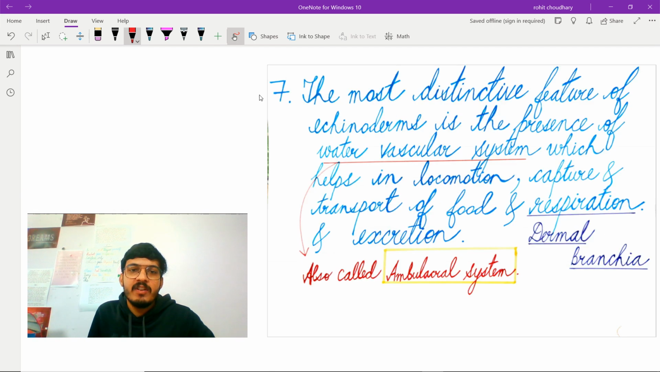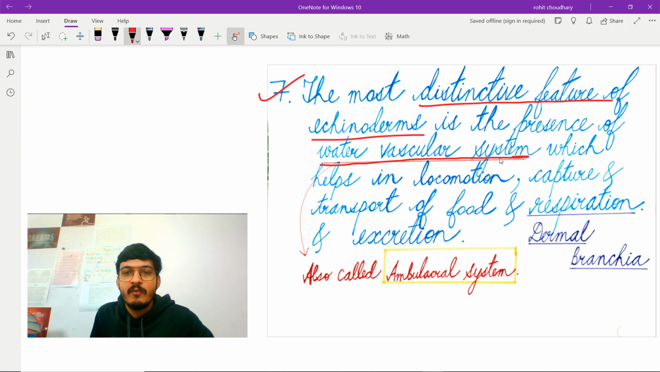The next important feature, the most distinctive feature of echinoderms, is the presence of a water vascular system. This water vascular system is also called ambulacral system. As we have studied, it helps in locomotion, capture of food, transport of food. It does help in respiration.